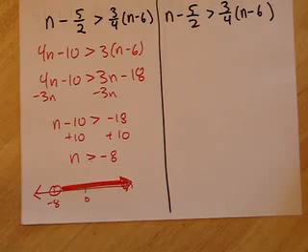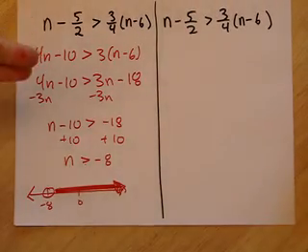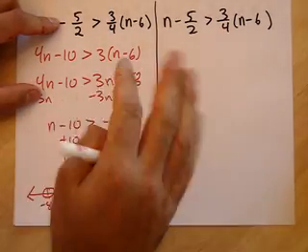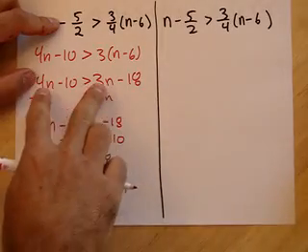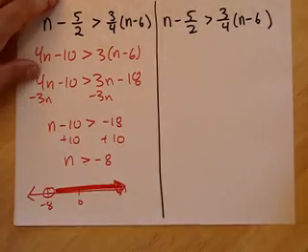Now watch, if I solved it another way, I don't have enough time. But either way, if I had to multiply or divide by a negative, like if at this step, instead of subtracting 3n, I subtracted 4n, I'd have to switch the sign, and you get the same solution. Try that at home.